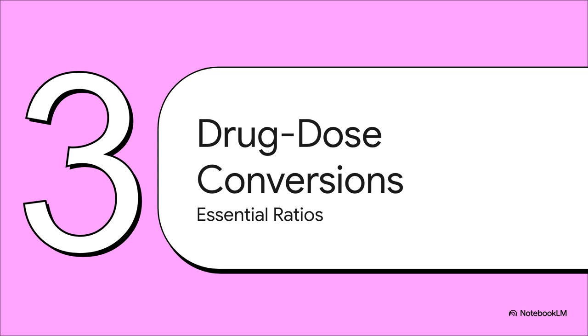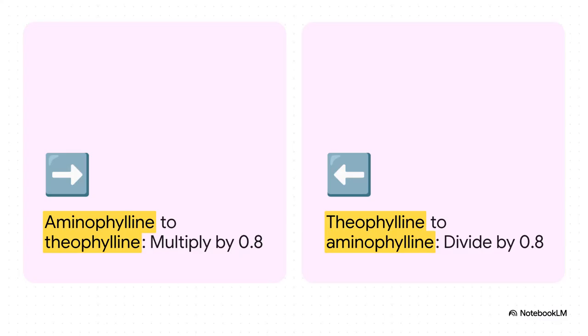What's really interesting about this section is how memorizing a few core ratios right now will save you massive amounts of time on exam day. Trust me, you do not want to be deriving these from scratch while the clock is ticking. First up is the aminophylline to theophylline conversion. Just remember the handy mnemonic ATM. Aminophylline to theophylline multiply. Specifically, you multiply by 0.8. And since aminophylline is only about 80% theophylline, going the other way, from theophylline back to aminophylline, means you just divide by 0.8.